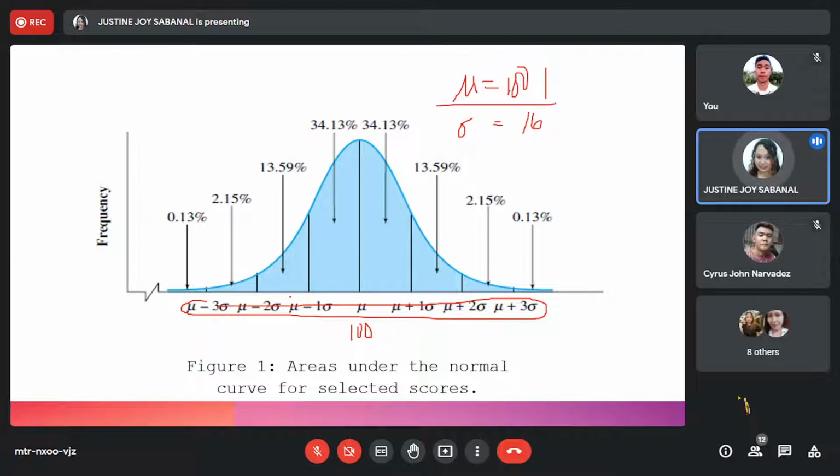So, let's start with this. So, yung mu minus 1 sigma, so yun po ay 100 minus 1 standard deviation, so 1 times 16. So, once you evaluated this, we have 100 minus 16 is 84. So, ganun din po, 100 minus 2 sigma naman, so 2 standard deviation, yung distance niya away from the mean. So this is 68. Then we have here 52.